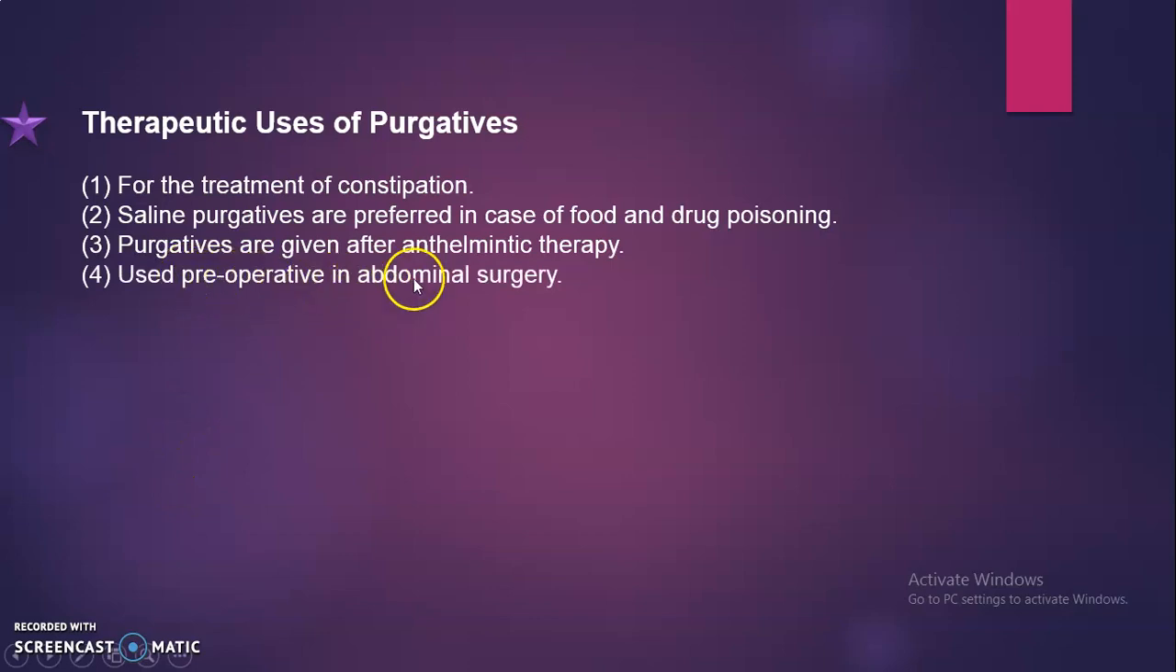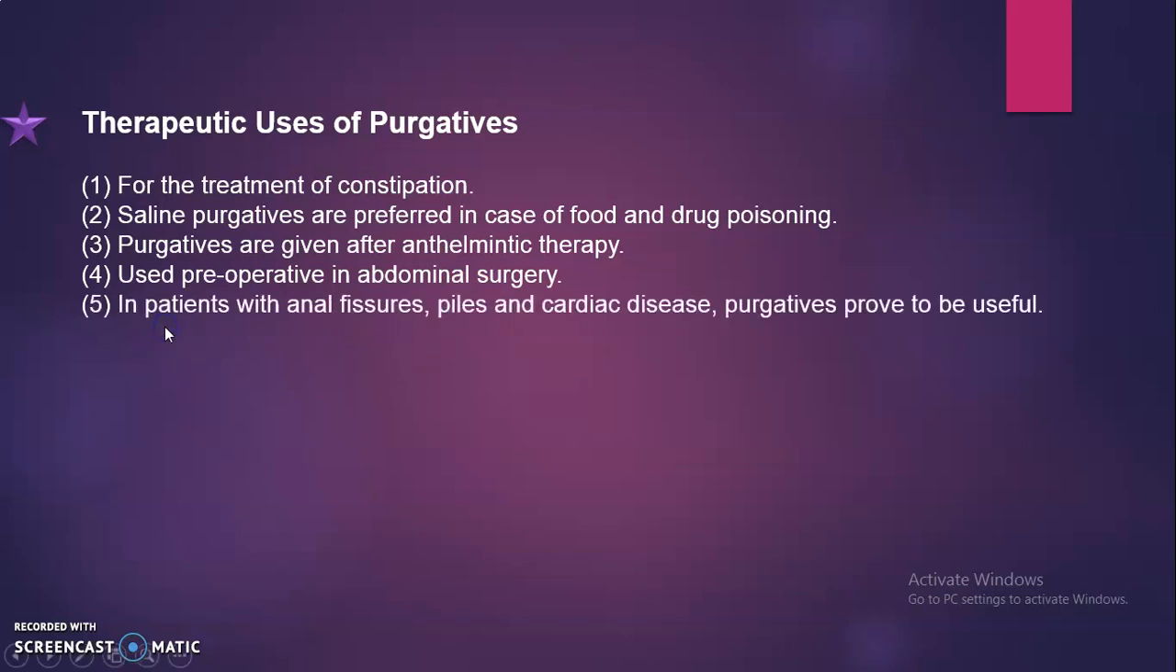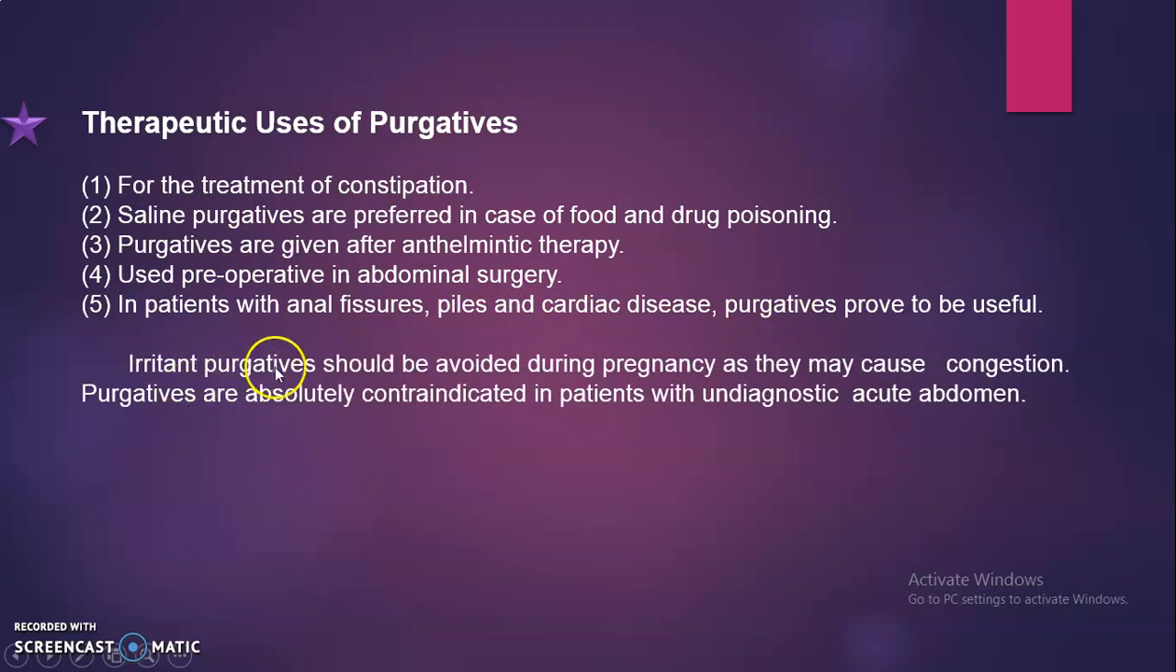Use pre-operatively in abdominal surgery. In case of abdominal surgery, our abdomen should be clear. That's why purgatives should be taken before the surgery. In patients with anal fissure, piles, or cardiac disease, purgatives prove to be useful. Irritant purgatives should be avoided during pregnancy as they may cause congestion. Purgatives are absolutely contraindicated in patients with undiagnosed acute abdomen.